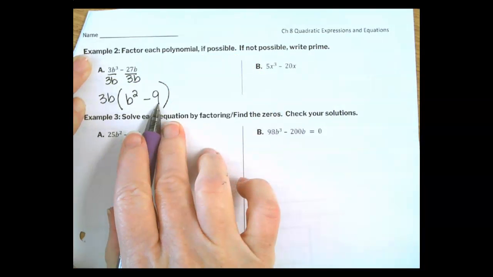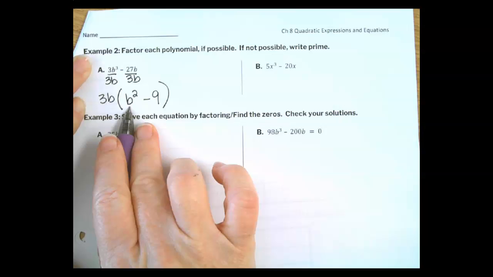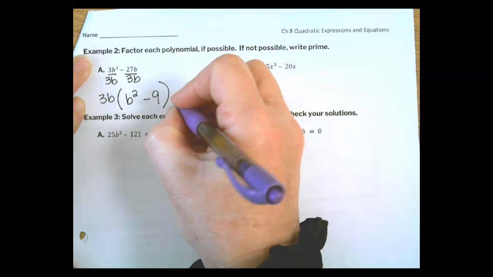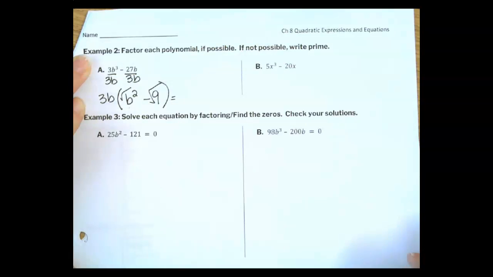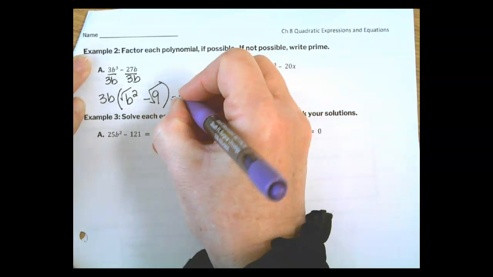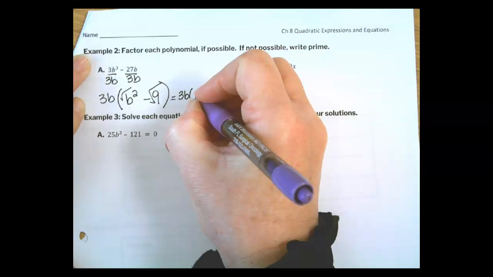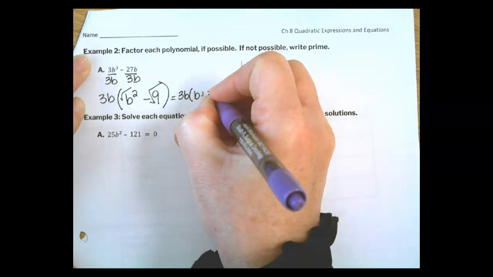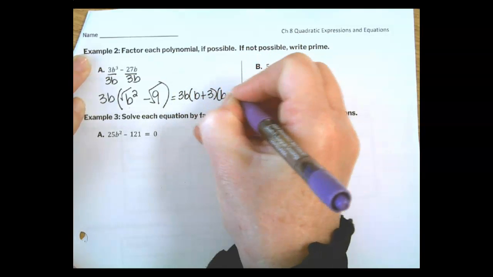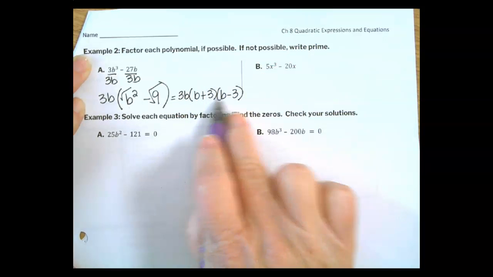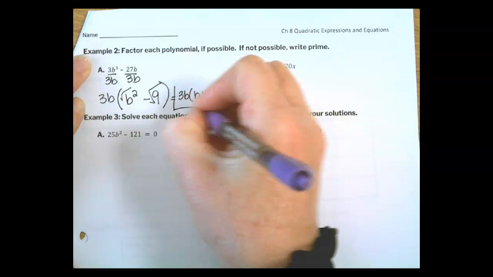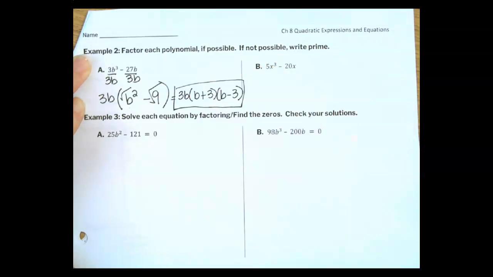This is a perfect square. This is a perfect square. So now I need to rewrite this. I'm going to take the square root of this guy and this guy. So 3b times b plus 3 and b minus 3. The square root of 9 is 3. This is my final answer.